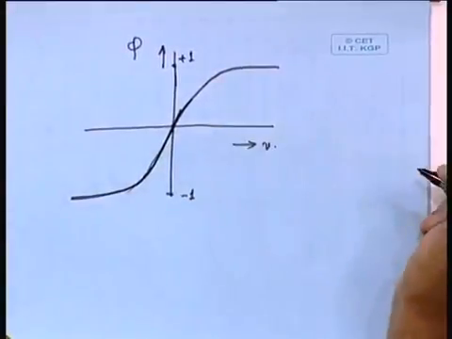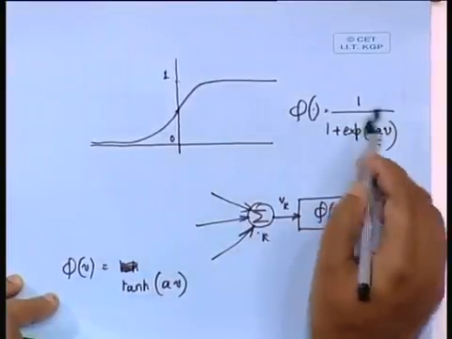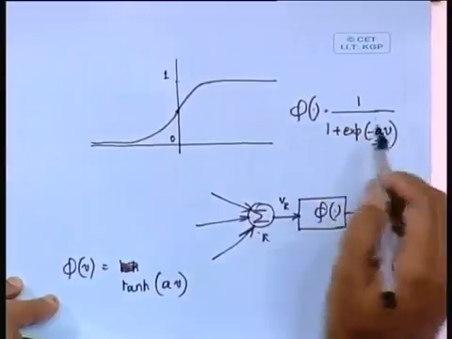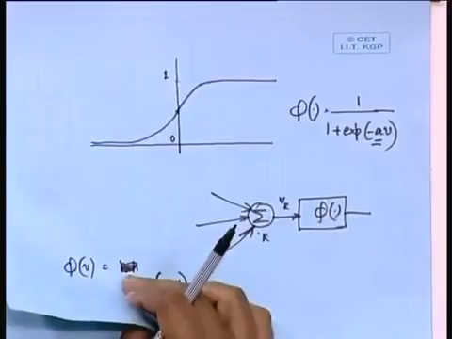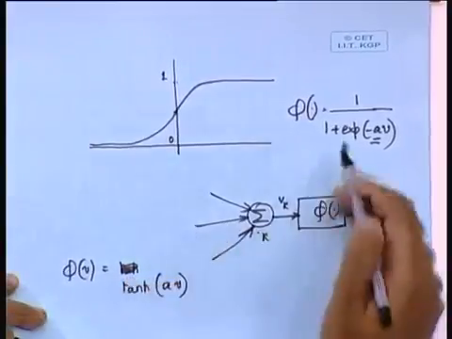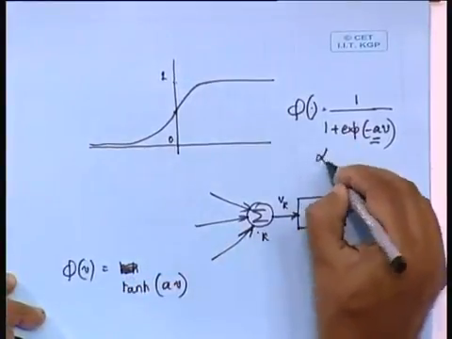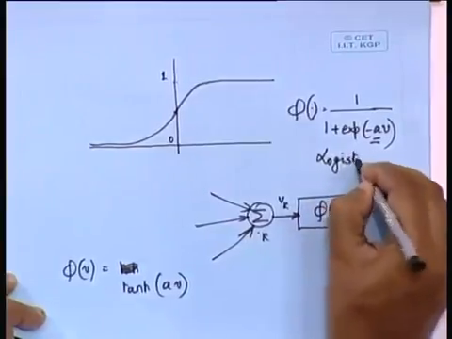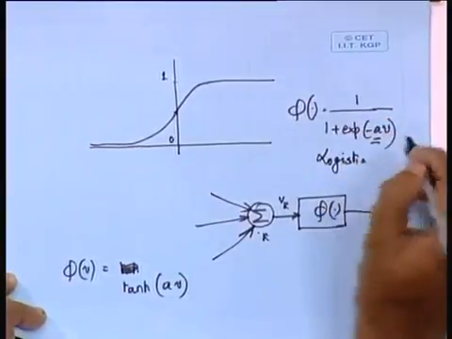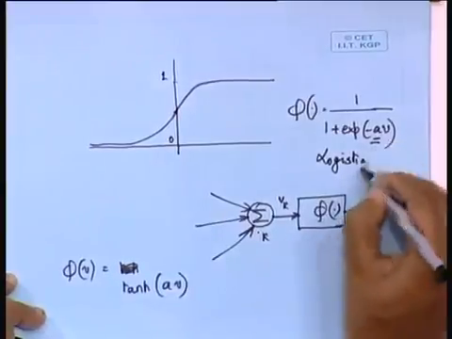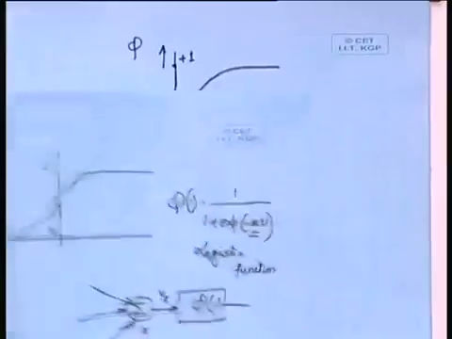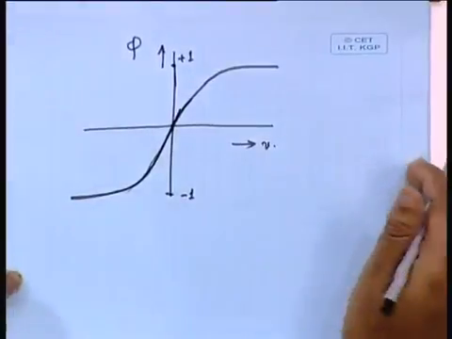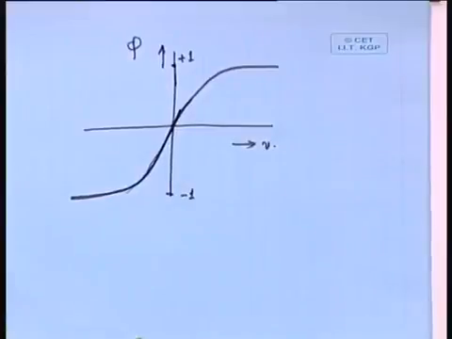Otherwise, shape-wise, it's very similar to what we had considered as a sigmoidal function realized using the exponential function like this, 1 by 1 plus exponential to the power -AV. In fact, this function has got a name. This is often known as the logistic function. This realization, 1 by 1 plus exponential to the power -AV, is also known as the logistic function, whereas this is the typical tan hyperbolic function.